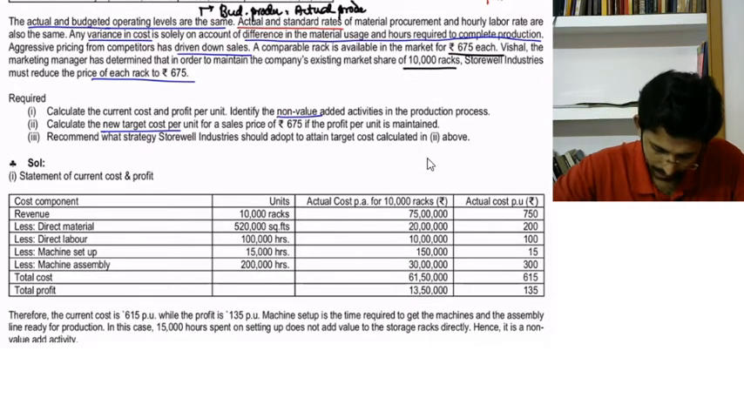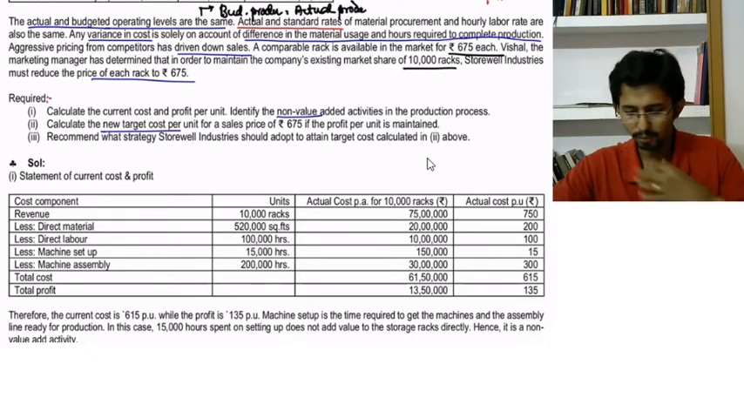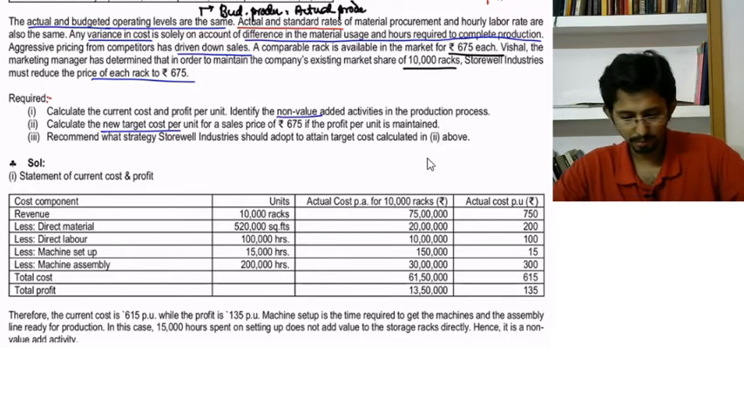So you are required to, one, calculate the current cost and profit per unit, and identify the non-value added activities in the production process. Two, calculate the new target cost per unit for a sales price of rupees 675 if the profit per unit is maintained, and recommend the strategy the company should adopt to attain the target cost calculated in step number 2 above.